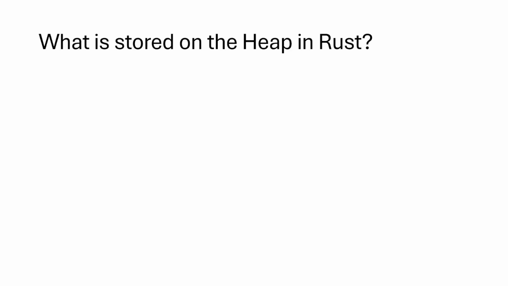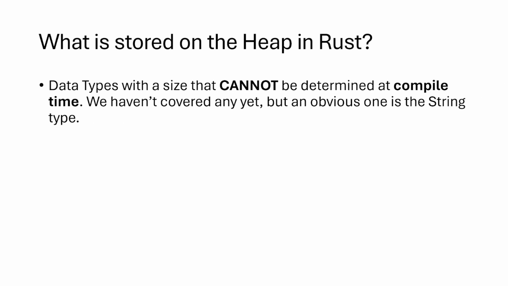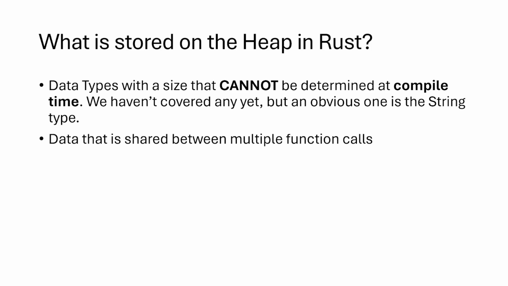Now, what is actually stored on the heap in Rust? Well, I kind of alluded to it a minute ago. It's basically data types with a size that cannot be determined at compile time. So we haven't covered any of these yet, but one that people might be aware of is the string type, right? So most programming languages, we have what's called a string, and we'll talk about that type a little bit later on in this series. Data that is also shared between multiple function calls, i.e., it could be an integer, it could be a float, it could be a boolean, but if it's being used outside of multiple functions, like a global piece of data, that will also be stored on the heap.